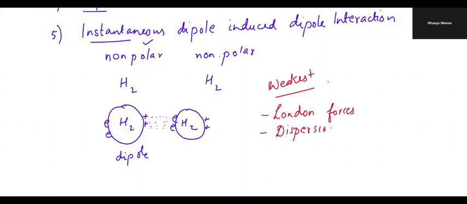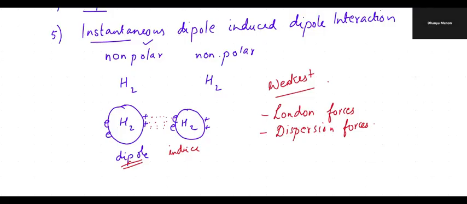So students, this is instantaneous and takes place at any instant. When the electrons are moving, sometimes it so happens that there is electron density at one side, so the other part becomes deficient of electrons, so develops a slight positive charge. So it becomes dipole for very small amount of time. That will induce the next hydrogen. So it will induce the other nonpolar molecule, and there is force of attraction between the two molecules, resulting in London forces or instantaneous dipole-induced dipole interactions.